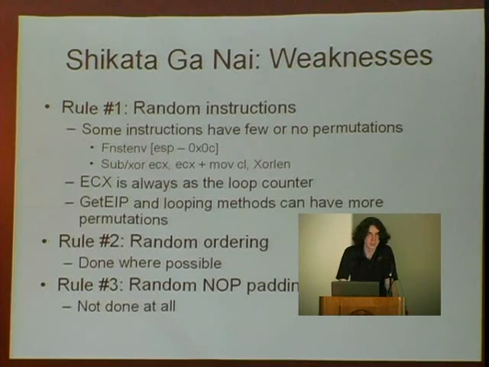The other thing is that ECX is always used as the loop counter during the decoder loop, and the get EIP and looping methods can have more possible permutations. For example, they always use the loop instruction to loop, and they always use the FPU FNSTN instruction to get EIP. There are more possible permutations of this than just that. As for weaknesses in rule number 2, random ordering of instructions, there are none. It's done where possible and it's done properly. For rule number 3, random NOP padding, well, random NOP padding is actually not added in anywhere. Rule number 3 is totally ignored by this encoder.